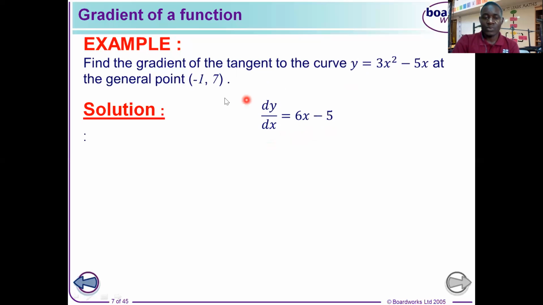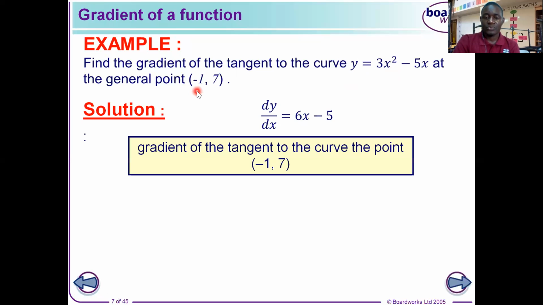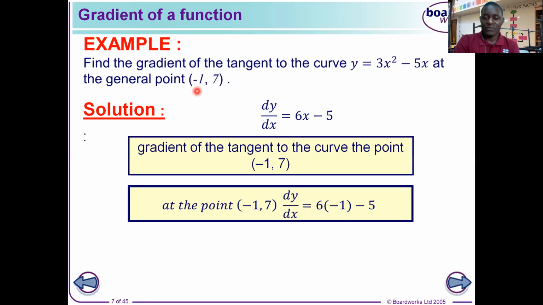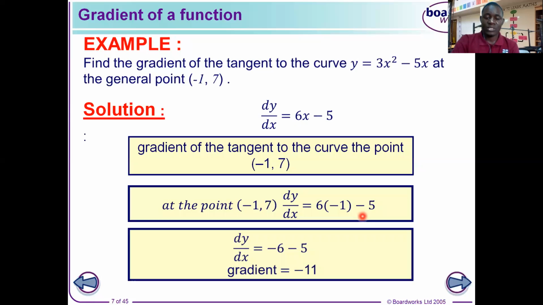So at the point where x is minus 1 and y is 7, remember we only need the value of x to find our gradient. So when we have x as minus 1, our gradient dy/dx will be calculated as 6 times minus 1 minus 5. And the end of that calculation will give us the gradient as minus 11.